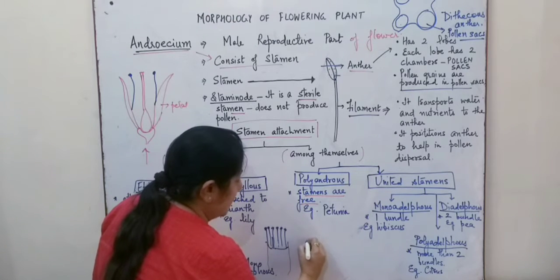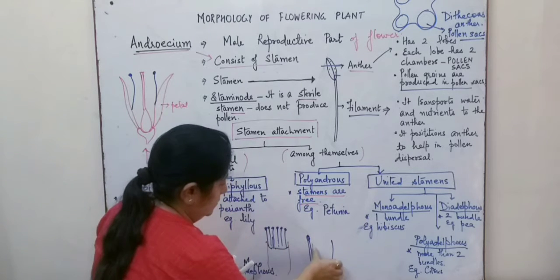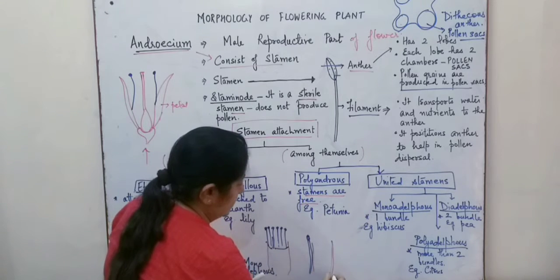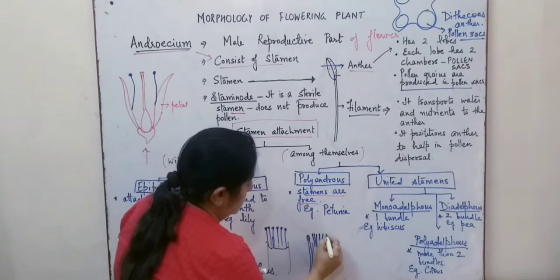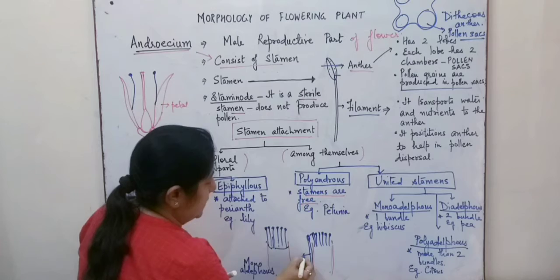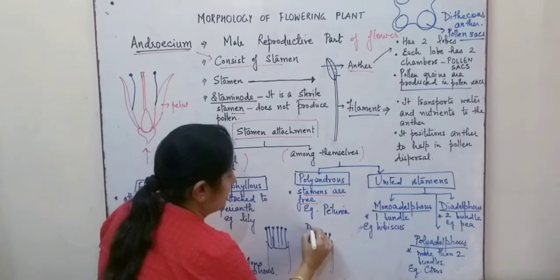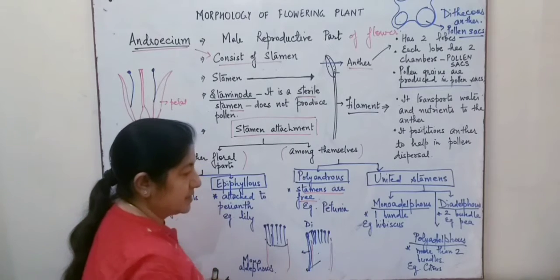In the case of the diadelphous condition, this is the anther and the other, this is the second bundle, and here the stamens are in two. This is the first bundle, this is the second bundle. So here it is a diadelphous condition in which the stamens are in two bundles, one bundle and the second bundle.